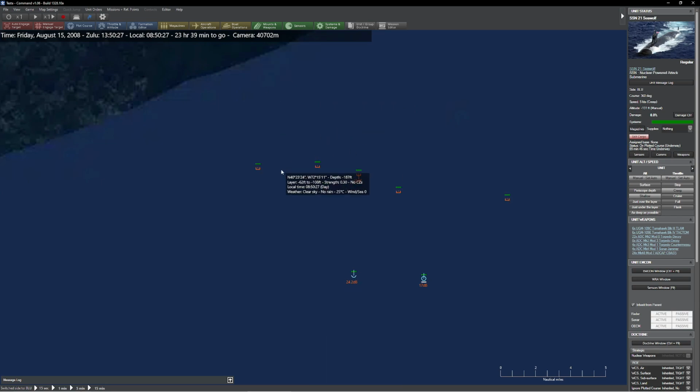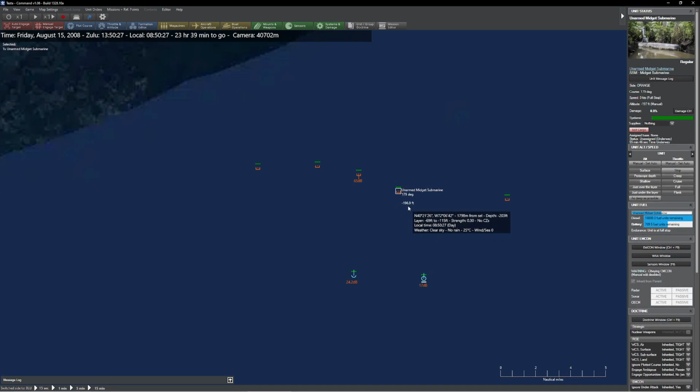So believe it or not, there's another sub right here that we still have not even detected yet because of a different problem, and that's because of its depth. Now, if I come over to the sub and actually click on it right now, you'll see that it's at a depth of 196.9 feet. That's negative, by the way.